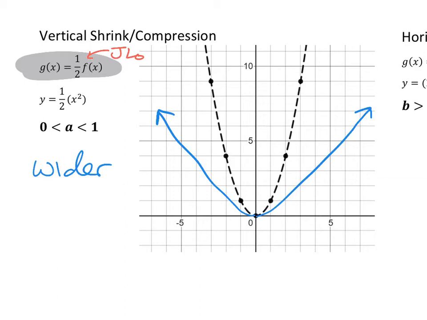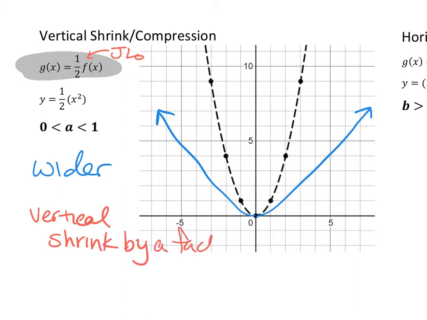The way that we answer this question, if I asked you what was going on here, showing you either the equation or the graph, would be to say that this is a vertical shrink by a factor of 1/2, using that J-Lo number. It would make my graph wider visually, so I know that that is a vertical shrink.